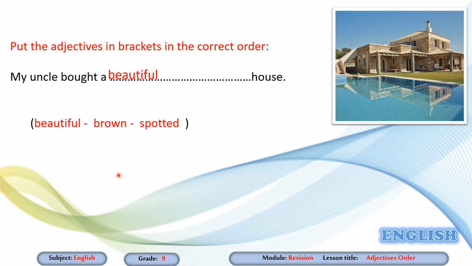What comes next? Brown or spotted? What do you think? Excellent. It is brown, because it is an adjective that refers to color. And the third one is spotted, because it refers to design. Very good, students. Thank you.